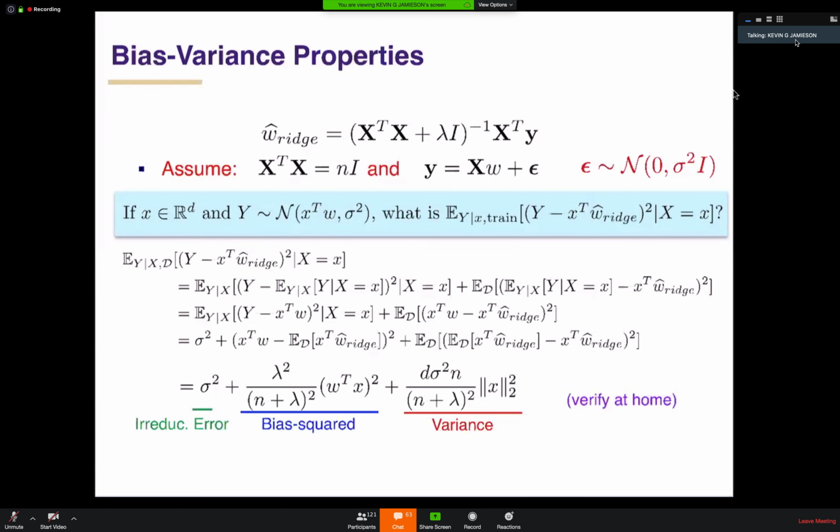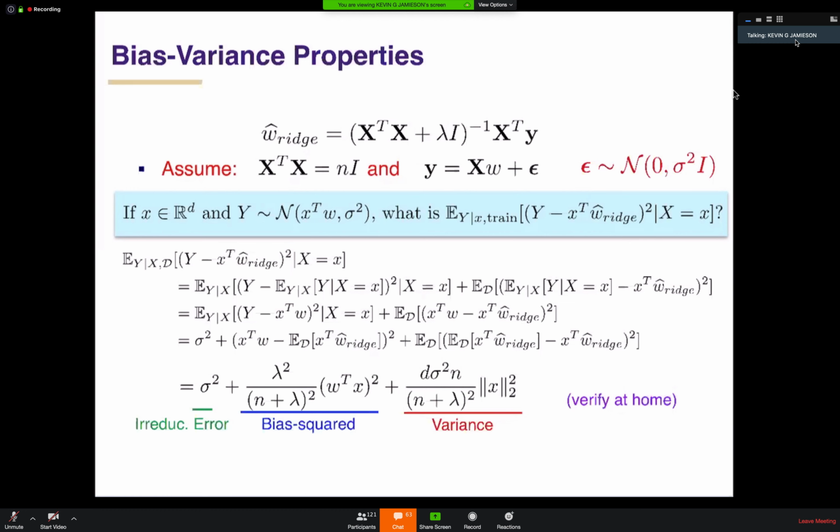Now, what's super interesting about this is that we can explicitly look at this and see what's going on here. As lambda goes from 0, for lambda equal to 0, there's no bias, right? Because lambda squared over n plus lambda squared is equal to 0. So when lambda is equal to 0, we have the least squares solution, and the bias is equal to 0, which is exactly what Jamie did last time. She showed that the bias of least squares is equal to 0. So great, we're backwards compatible with least squares.